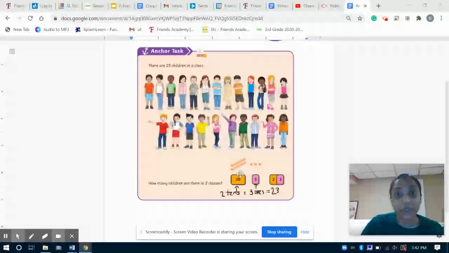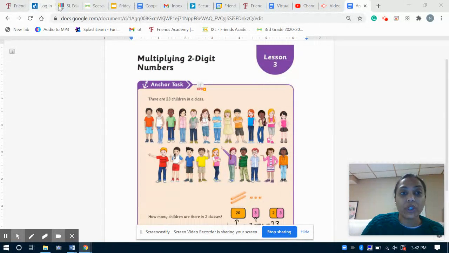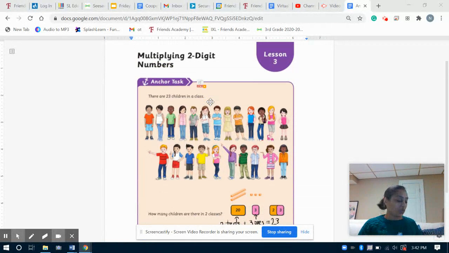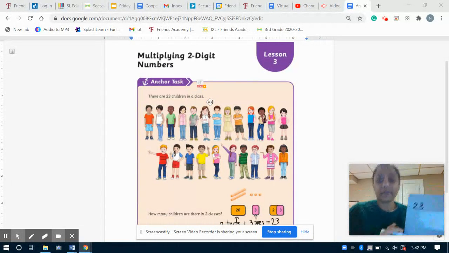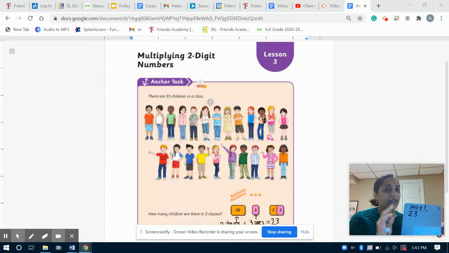Okay, wonderful. So hopefully you've had some time to calculate the anchor task. So when we look at this, let's take a look at what are some ways that we can actually calculate how many children there are in two classes. So you may have taken 23. This is way one. And just remember, if you've already found one way, like I tell you in the classroom, if you did one way, find another way. If you find another way, try a third way. The reason we're doing that is so you have many, many strategies, right?